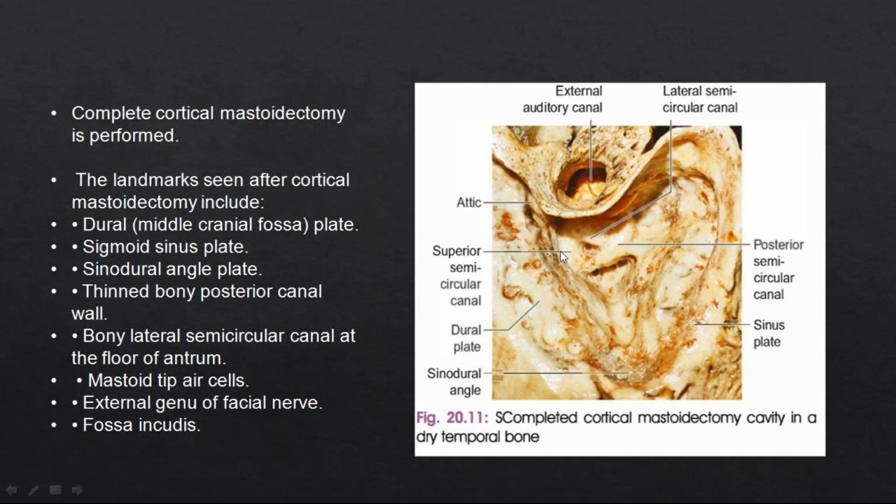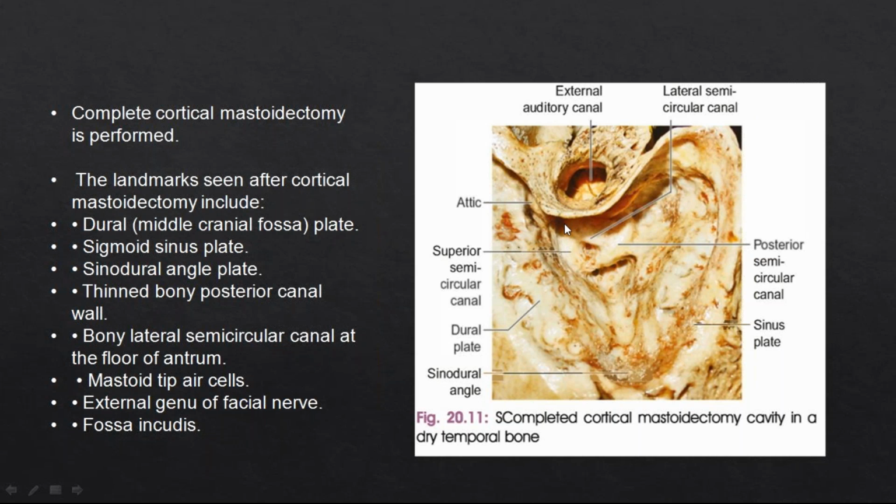Can you see? This is the dome of the lateral canal, and this area is the tip here. This is the posterior canal, and this is the lateral canal. The superior canal is very deep, so sometimes it is not required to open it. This is the sinodural angle. This is the tegmen plate, this is the sigmoid sinus plate, and this is the dural plate. See how it is opened up nicely, and these are the tip areas which have been totally opened up, and the posterior meatal wall is preserved.